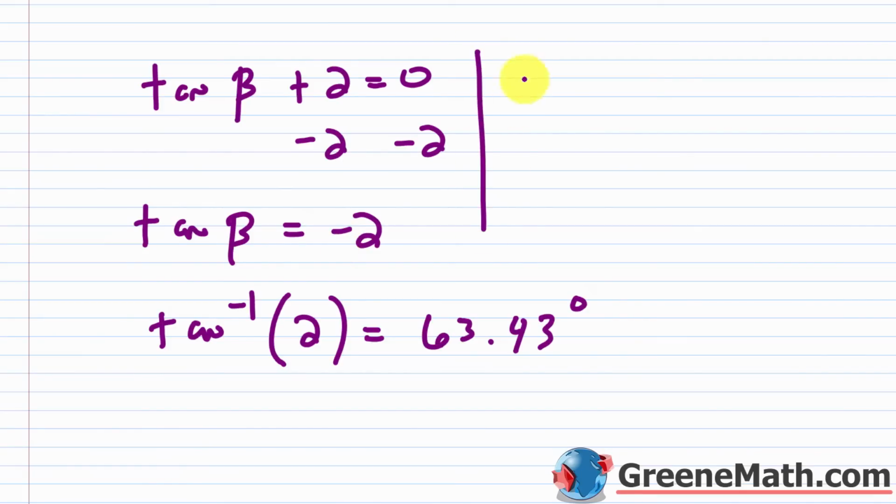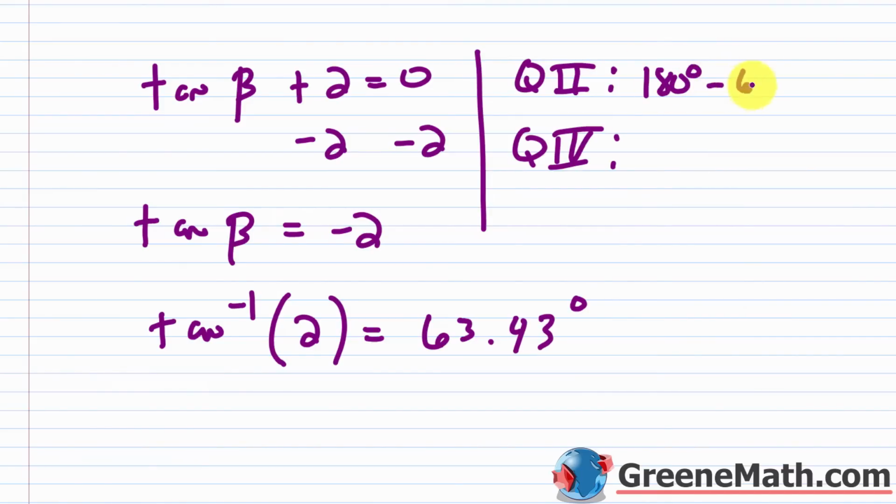So I'm looking for a solution in quadrants 2 and 4. And what I want is the angle with a reference angle of 63.43 degrees. So in quadrant 2, I would do 180 degrees minus 63.43 degrees, which is 116.57 degrees. And then in quadrant 4, I would do 360 degrees minus 63.43 degrees, and that would give me 296.57 degrees.